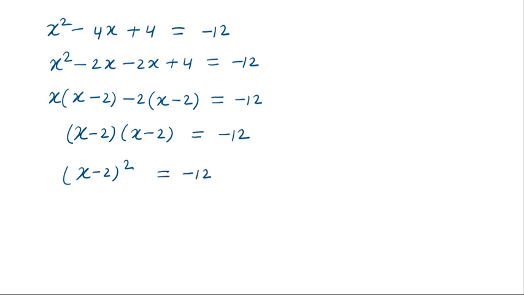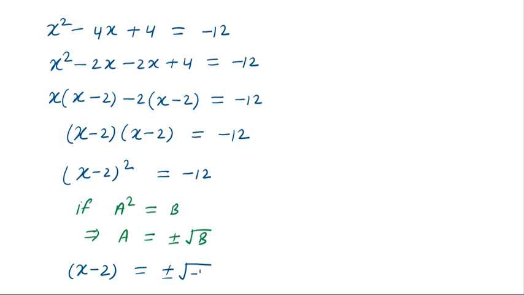And we know that if a square is equal to b, this implies a is equal to plus minus square root of b. According to this rule, we can write x minus 2 is equal to plus minus square root of minus 12.